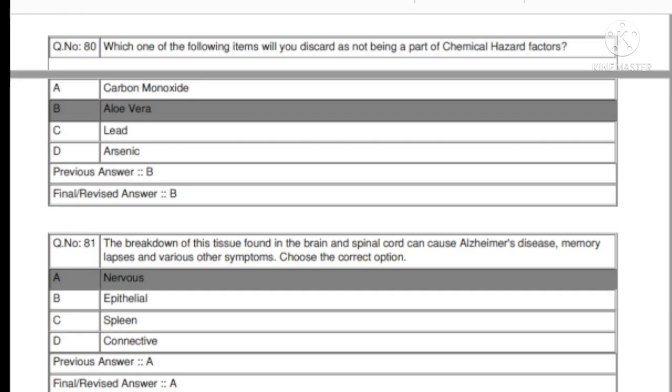Question number 80. Which one of the following items will you discard as not being a part of chemical hazard factors? Carbon monoxide, aloe vera, lead, arsenic. A, C and D are the part of chemical hazard factors. Here the use of language is more than knowledge. See, they have used which one of the following items will you discard as not being a part of chemical hazard factors. So aloe vera is its answer.